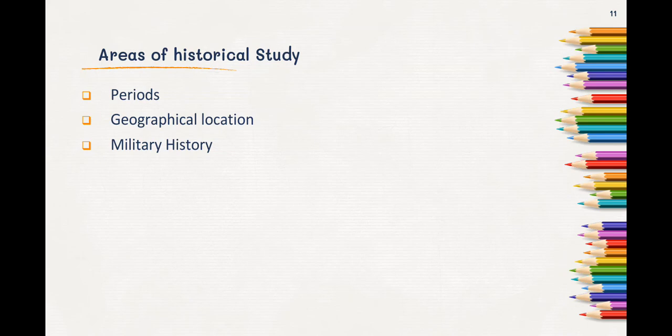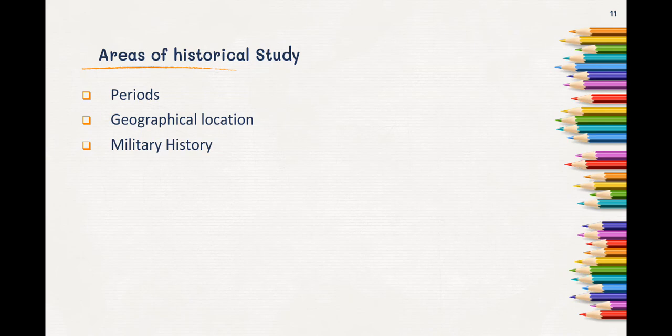So we have areas of historical study. So periods, geographical location, and military history. So in periods, historical studies focus on events and developments that occurred during particular blocks of time in the past. So the researcher gives the periods of time names in order to allow the organization of ideas and classificatory generalization to be used by this researcher.